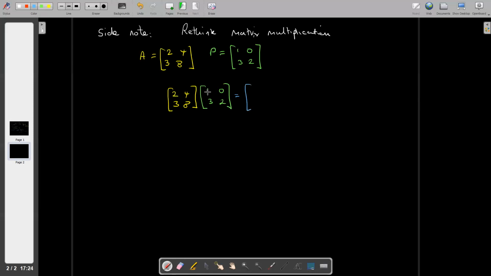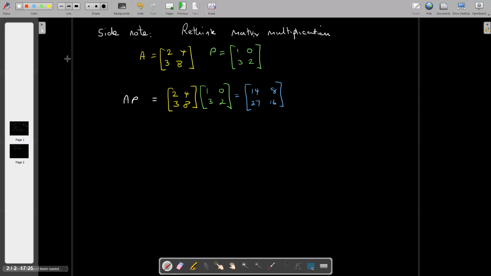We're going to do 2 times 1 is 2, plus 4 times 3 is 12, so 2 plus 12 is 14. The next entry here will be 3 times 1 is 3, plus 8 times 3, which is 24, so 3 plus 24 is 27. Over on this side, we have 2 times 0 plus 4 times 2, which is 8, and 3 times 0 plus 8 times 2, which is 16. So the product AP is equal to that.